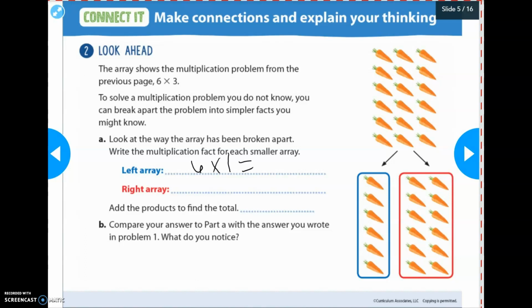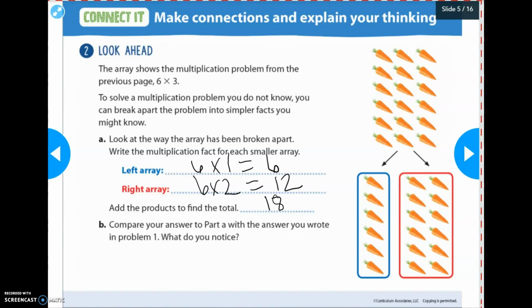Well, we know when we multiply by 1, it's always the other number. So that one's 6. And then the right array would be 6 times 2. And we know when we multiply by 2, we're just doubling. So we double it. And then it says add the products for the total. So I figured out what each of these were. I add them together, and that's 18. So that's not one of the ways that we did it, but we got the same answer.